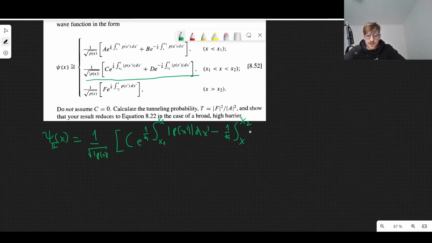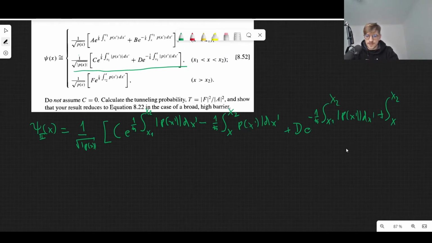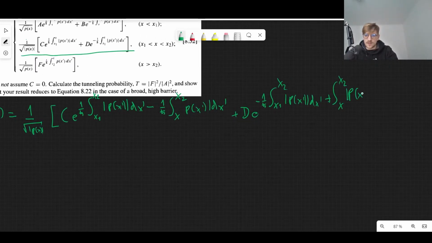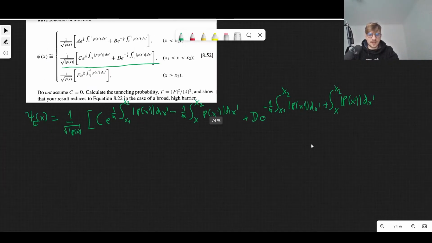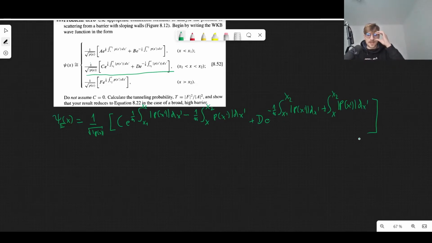And, well, we just have to finish writing this. p(x') dx'. And, well, for the D part here, it's the same thing. It's literally the same thing. So plus D e to the minus 1 over h bar, integral from x1 to x2 of the absolute value of the momentum. And then we have, okay, it is minus, but there's already a minus sign, so it is plus now, right? Because of this initial minus sign. So plus integral from x to x2. And then we have the absolute value of the momentum dx', and then is that it? Okay, I think that's it, right? Yes. Okay, so there we go.